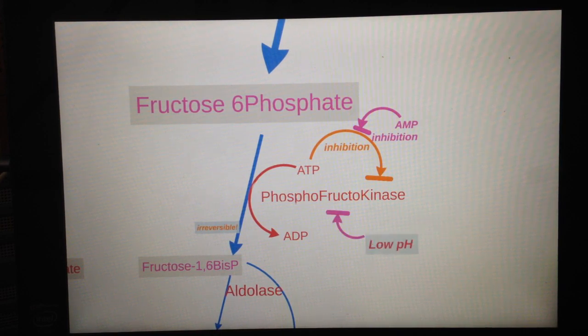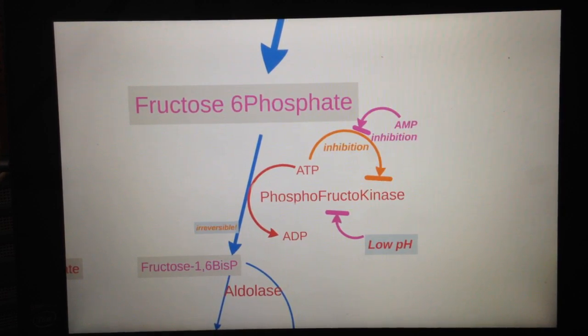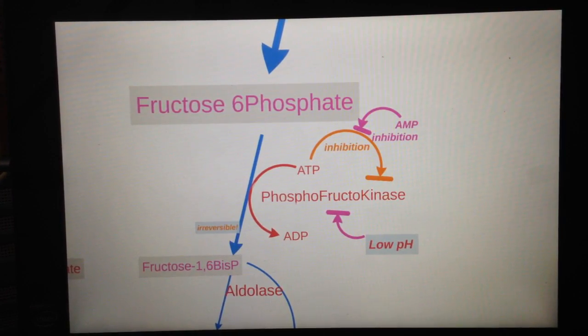Next, low pH actually inhibits the action of phosphofructokinase, which sounds counterintuitive. Does it make sense? Low pH means there's lactic acidosis, which means that the cell has been working under anaerobic conditions. So aren't we supposed to create more energy so that we can overcome the anaerobic conditions and the exercise you're having?